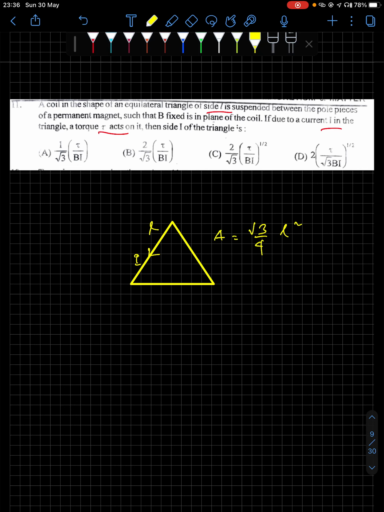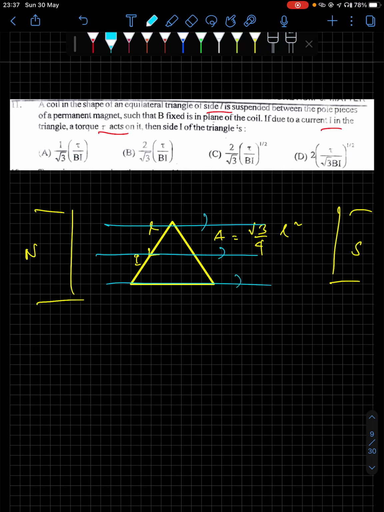Now what is the torque acting? Now this is placed in between the poles of a permanent magnet. So say if this is north and if this is south pole, okay, this is in a magnetic field, right? Let me put the magnetic field in a different color. So this is in a magnetic field. Field lines are going from north to south. Now in this situation, you have to find out the torque acting. Now what is the relation for torque? Torque is mB sine theta, right?